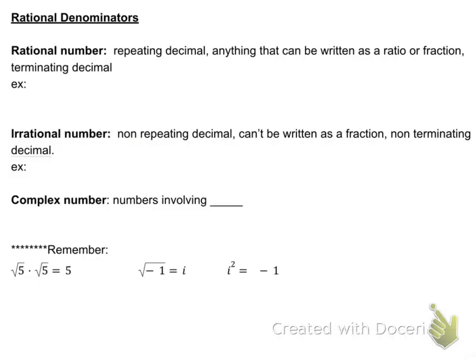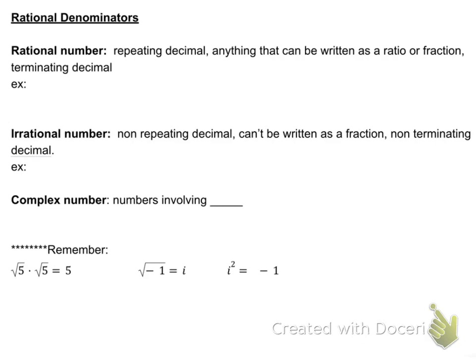Now, moving on to part B. Part B is rational denominators. We're going to talk about rationalizing those denominators. Remember, a rational number, guys, is a repeating decimal or anything that can be written as a fraction, a ratio, and terminating decimals. So that's a rational number.